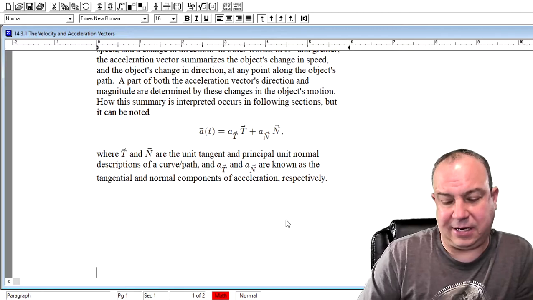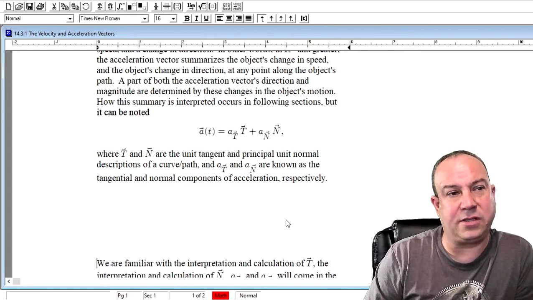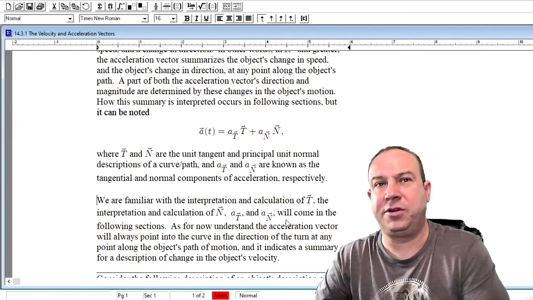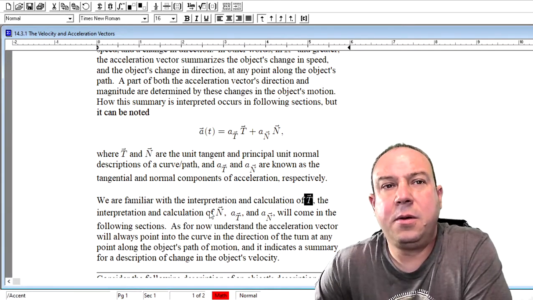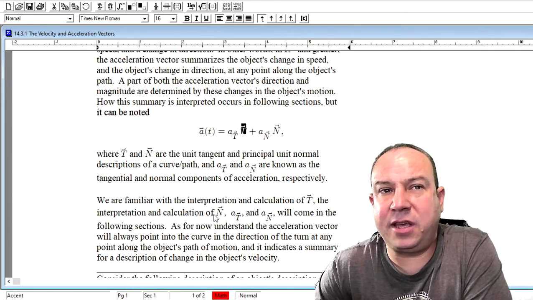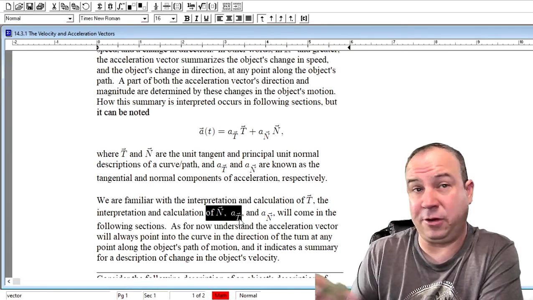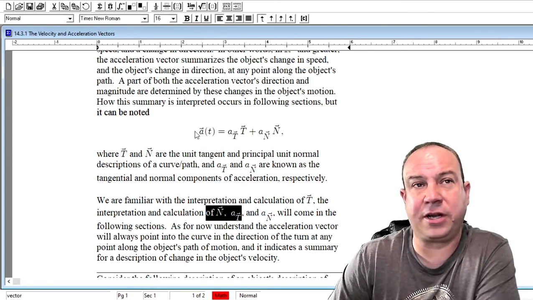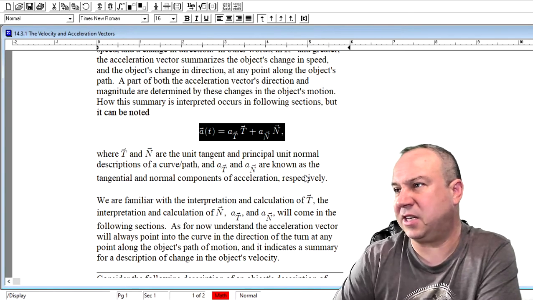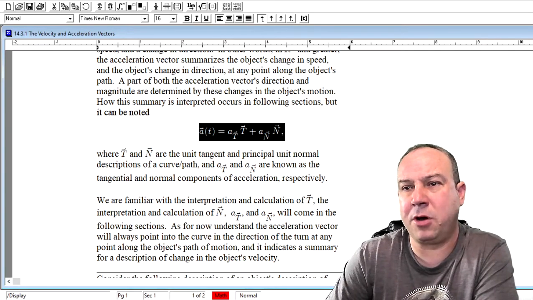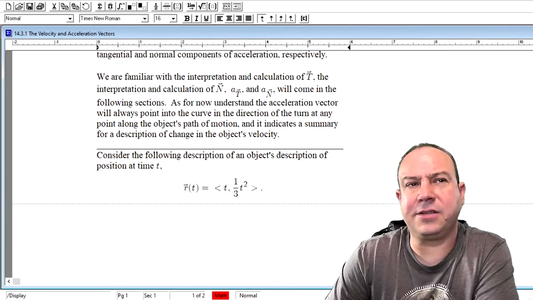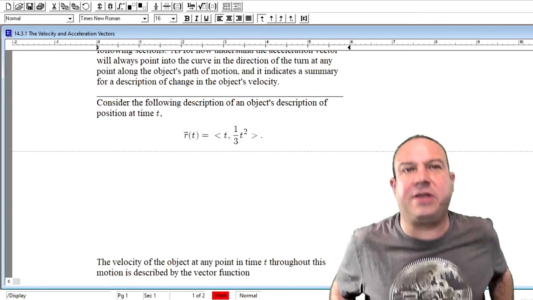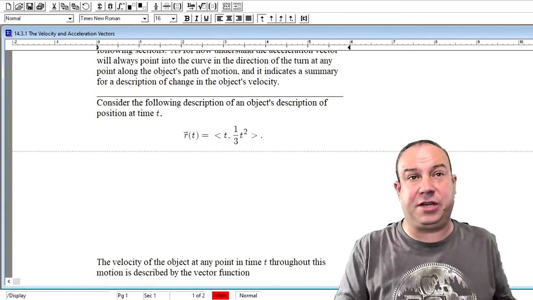Now, I do highlight here that some of these components have not been mentioned yet. We are familiar with the unit tangent vector in this understanding, but everything else is something to come in a future topic. These ideas will present themselves in the future here, but we do want to start to make these connections now in our introduction to motion. Now, here's an example.